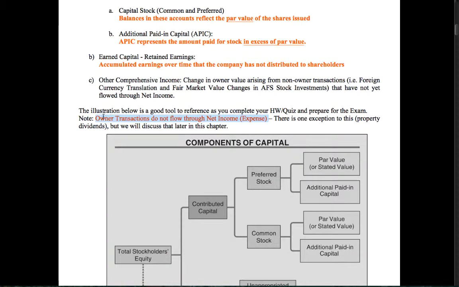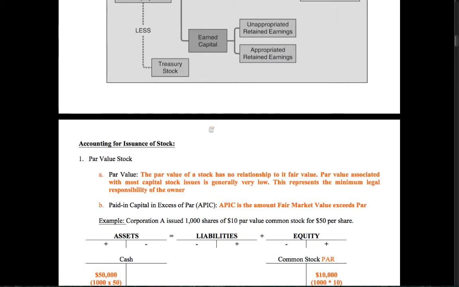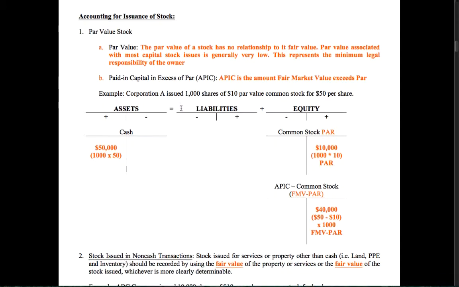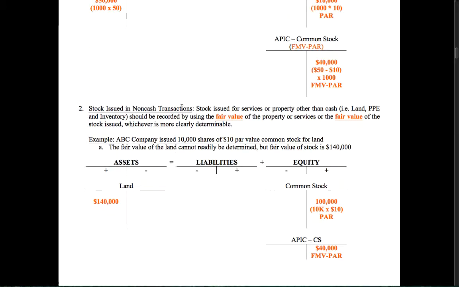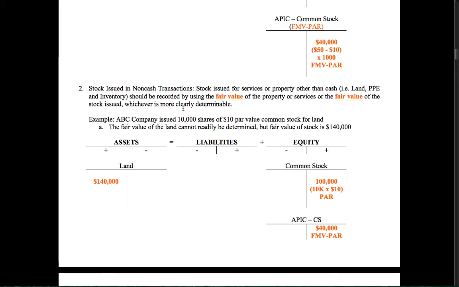Another thing to note, make sure that you understand that owner transactions do not flow through net income, with the exception of the one item that we will discuss later in this chapter. Remember that for stock issued in non-cash transactions, you use the fair value, not the book value, of the property or services or the stock issued in calculating the correct entries.